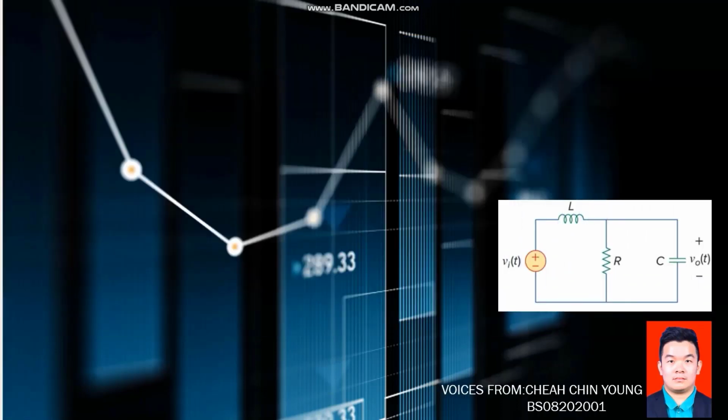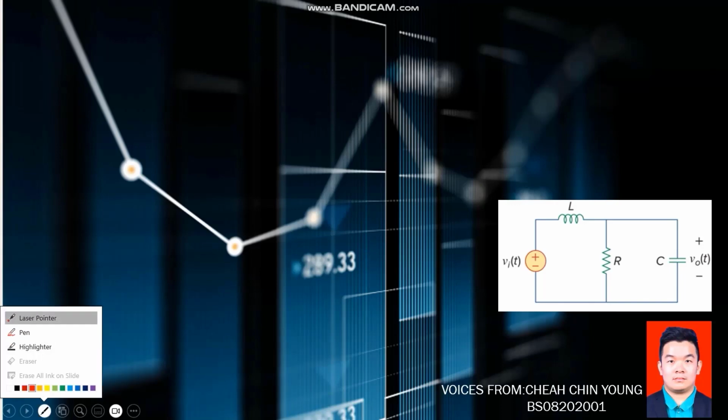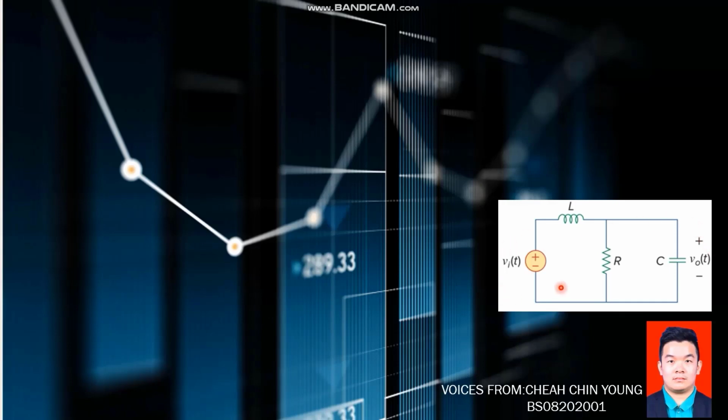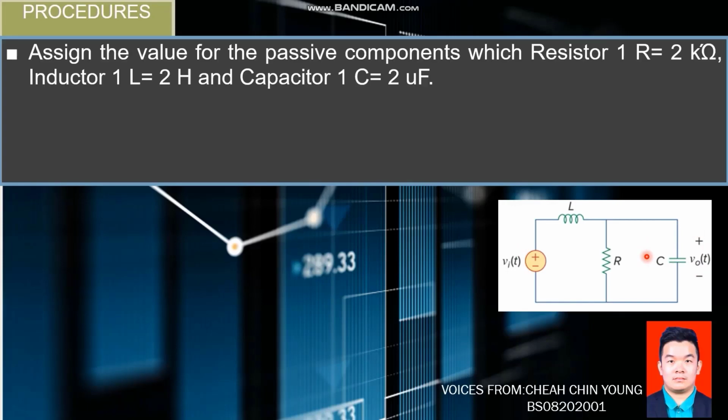So we continue. This is our given circuit. You can clearly see the voltage source connected with the inductor, resistor, and the capacitor. So we can solve it. This is V in, this is V out. Since we don't have the values, we assign the resistor as 2 kilo ohm, the inductor as 2 Henry, and the capacitor as 2 microfarad.